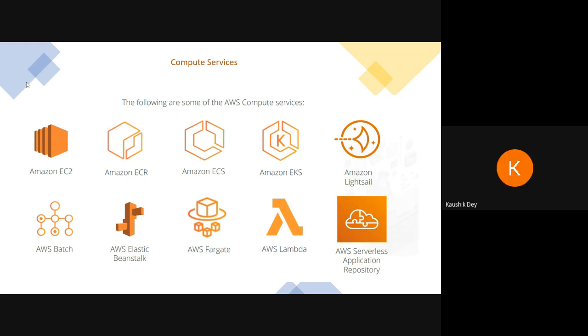AWS Lambda is there. Lambda is used when you have to connect your Node.js application to the API. It's an event-based service. Some events are generated, and that time we use Lambda. When we are creating a RESTful API, that time we use AWS Lambda.